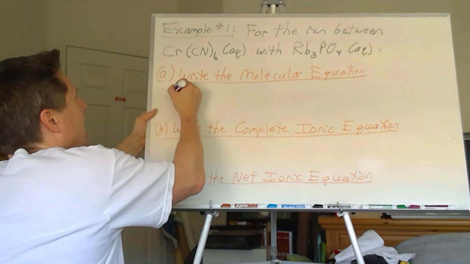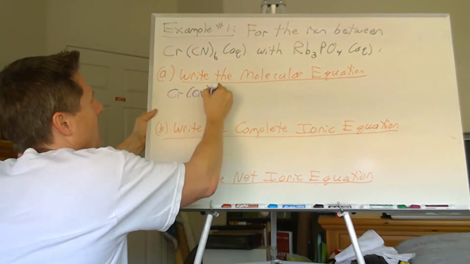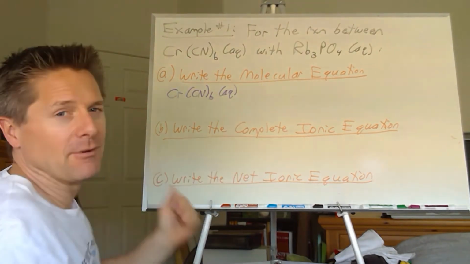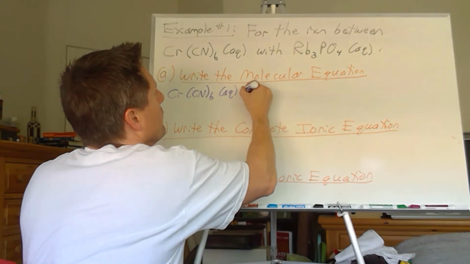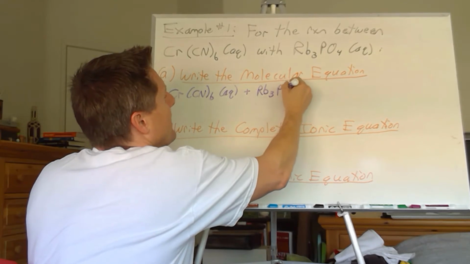Chromium 6 cyanide. Let's write that down. Never used that in my entire life. But that's the good thing about doing theoretical stuff. I can throw some really weird things at you. And that's with rubidium phosphate.